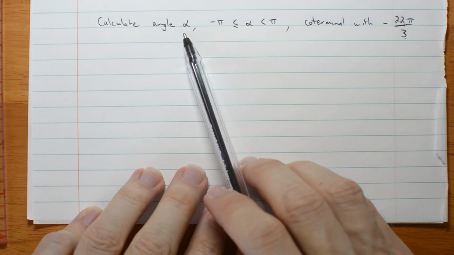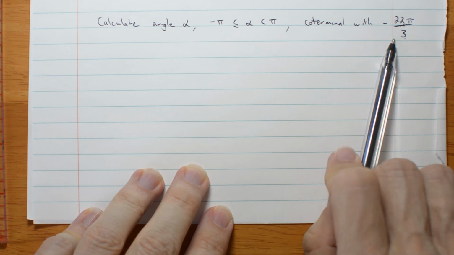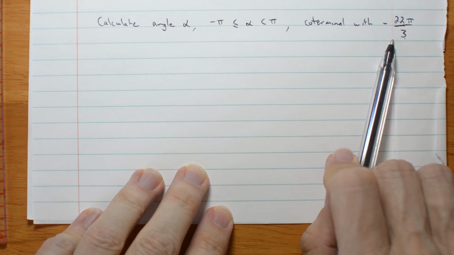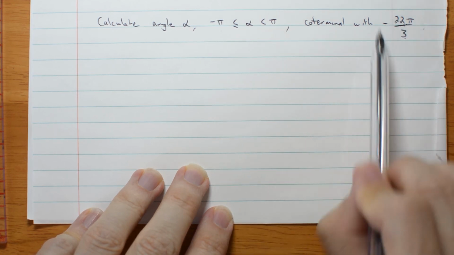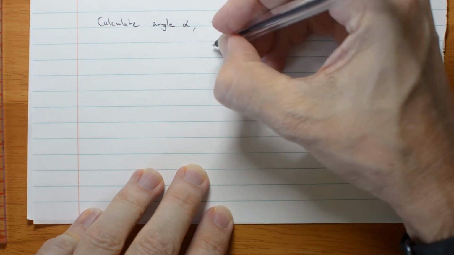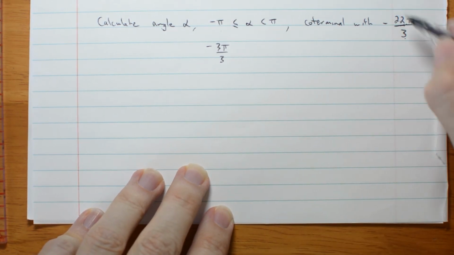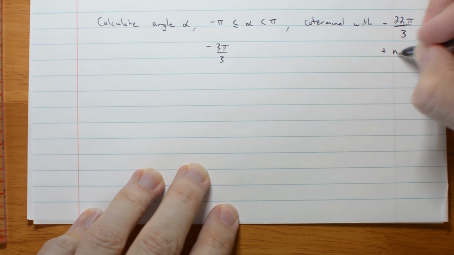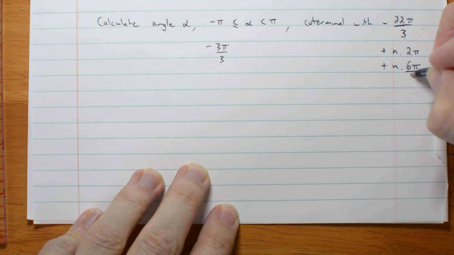So let's try an example in radians. Calculate the angle alpha between negative pi and pi that's coterminal with negative 22 pi on 3. Well, my goal is negative pi. I've got to increase this until I get above negative pi. Negative pi in thirds is actually negative 3 pi on 3. And I'm going in circles, so I'm adding some number of 2 pi's, which is the same as adding some number of 6 pi on 3's.